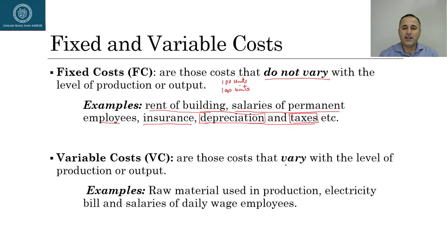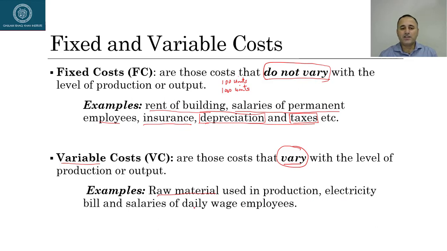Variable cost, on the other hand, does vary with the level of production. For example, raw material. If you're producing more, of course you need more raw material. So the variable cost actually varies. And I told you in my first lecture, the best thing about any terminology in English is that it tells you half of the story. So variable cost is the cost which varies. Fixed cost is fixed, which means it does not vary.